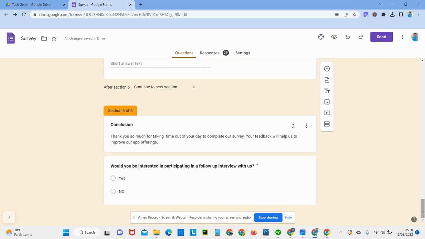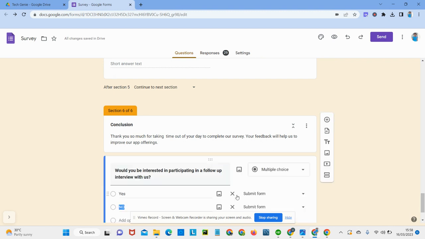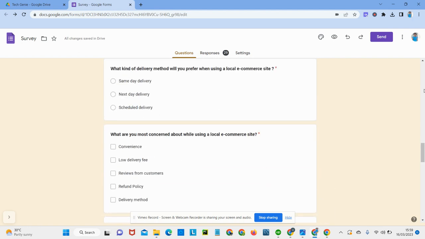And then you can see the last part where I said, okay, would you be interested in participating in a follow-up interview with us? Yes or no? And if you see here, it is a multiple choice question, and whether they say yes or say no, they can submit the form. Google should submit the form, because I've gotten to the end of my survey.